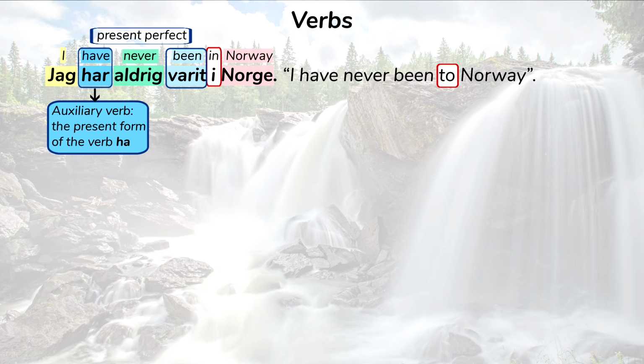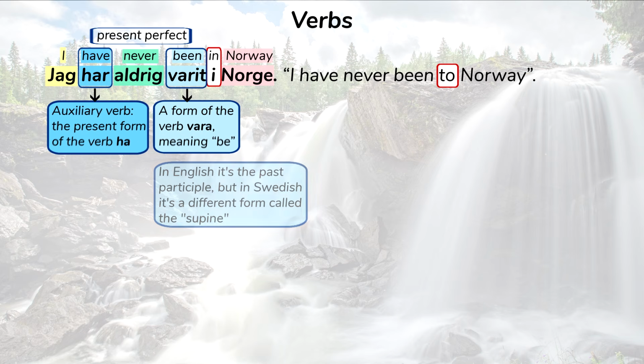Here we have the auxiliary verb, the present form of the verb ha, which means have. Over here, we have a form of the verb vara, meaning be. In English, we use the past participle, but in Swedish, it's a different form called the supine. And there's a different past participle form for other uses. Notice also that the adverb aldrig comes between the two verbs.